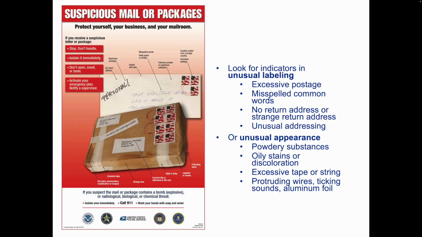Here are some tips to help you identify suspicious mail or packages. You should look for unusual labeling like excessive postage, misspellings of common words, missing a return address, or a return address or mailing address that is strange or unusual. You should look for any unusual appearance like powdery substances, oily stains or discoloration, excessive tape or string, or protruding wires, ticking sounds, or aluminum foil.